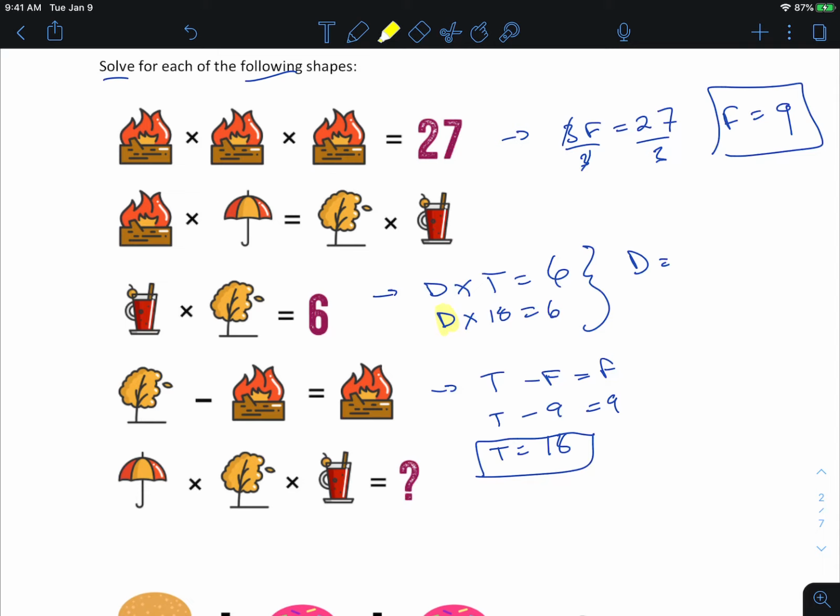Is it adding or subtracting? It's multiplying, right? What's the opposite of multiplying? Dividing. Divide both sides by 18. Yeah. So that's 18.